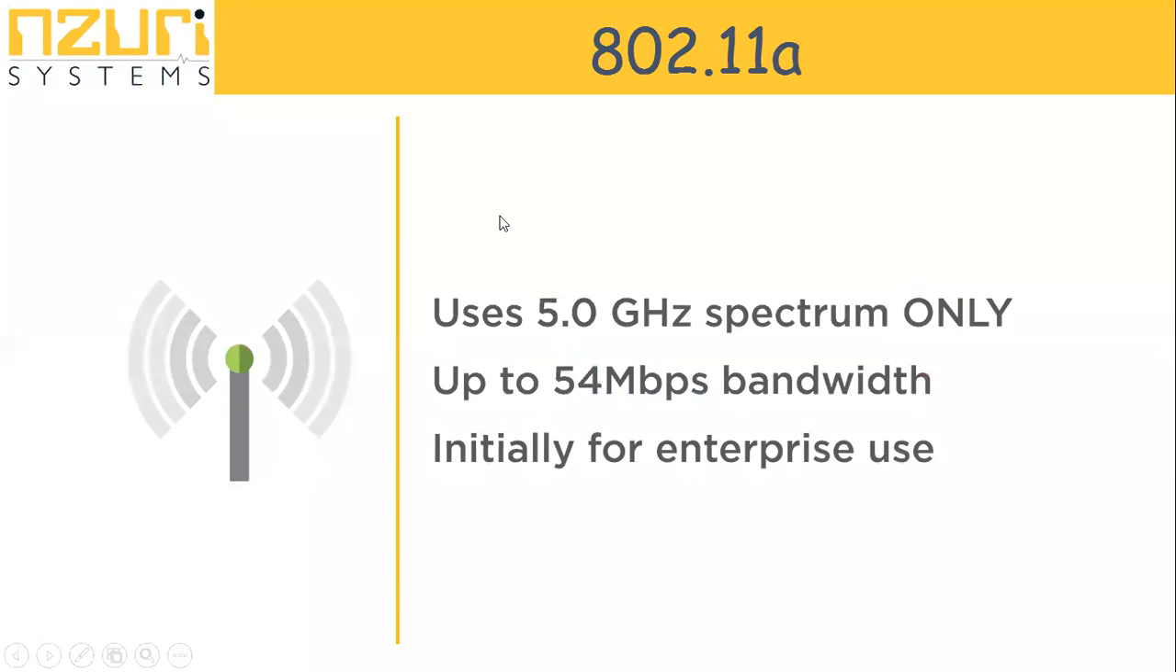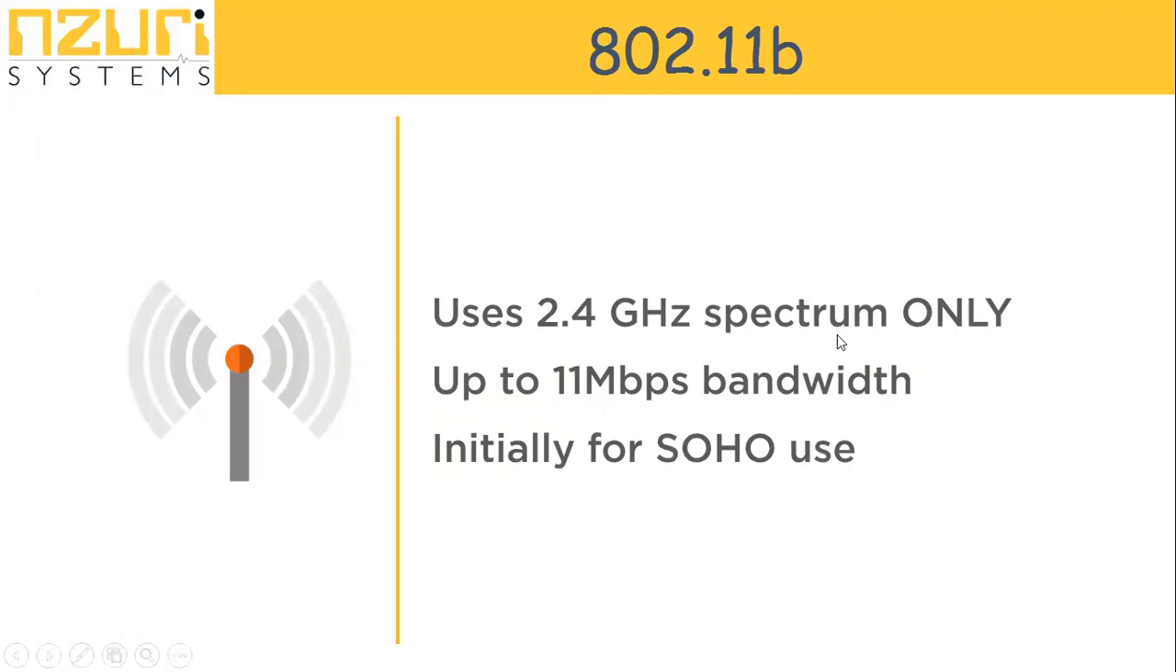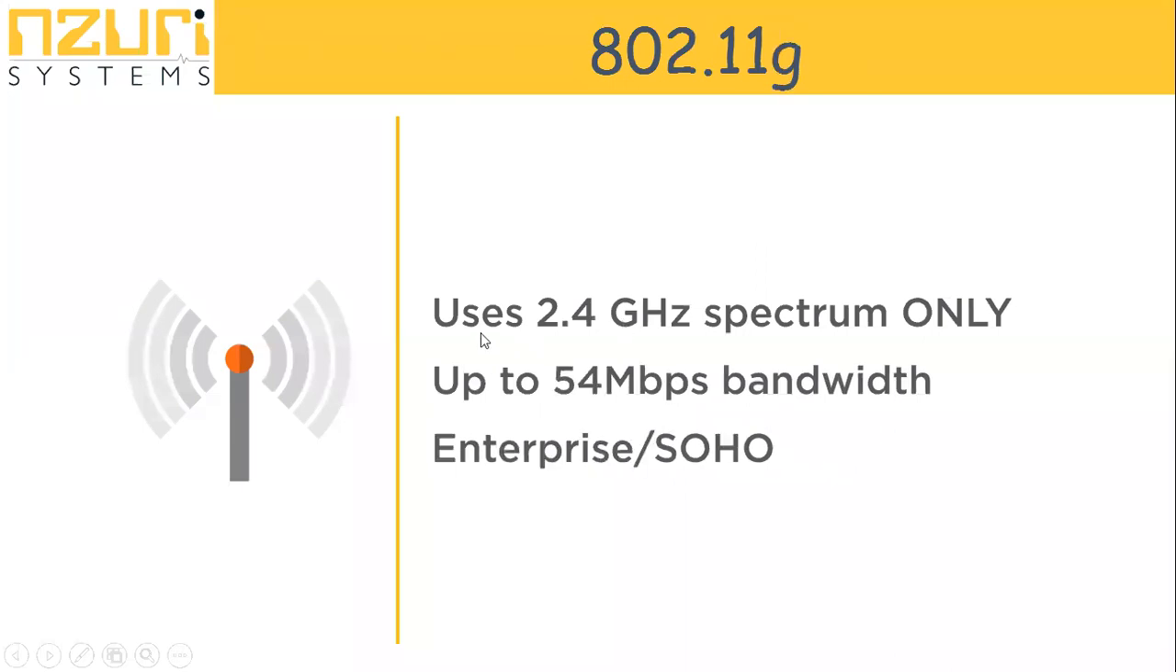Initially designed for enterprise use only, but over time it has changed. Then we have the 802.11b, which basically uses the 2.4 gigahertz spectrum, and it can give me up to 11 megabits per second bandwidth, and it's used for small office, home office use. This was very popular in our homes back in the day, but these days at least we have better ones. Then we have the 802.11g, which also uses the 2.4 gigahertz spectrum.